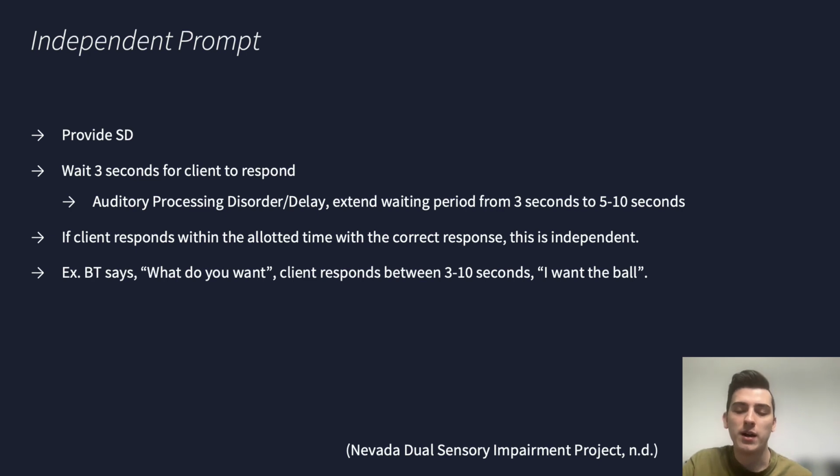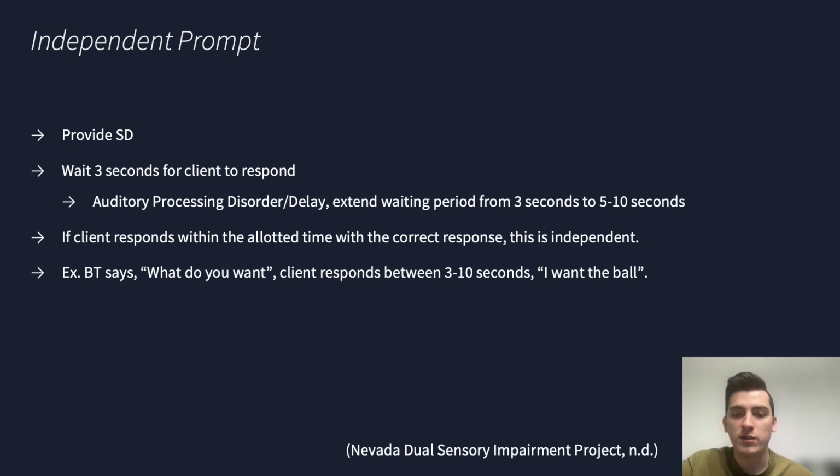Starting with an independent prompt, the behavior technician will provide the discriminative stimulus, SD, followed by a period of waiting for the client to respond. Typically, this period lasts roughly for a 3-second interval before an additional prompt is used. However, if a client is suspected to have an auditory processing disorder or delay, your response time may be increased to more of a 5 to 10 second interval. This is to promote independent responding.